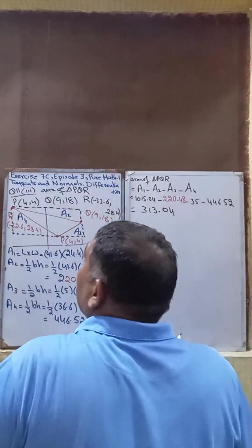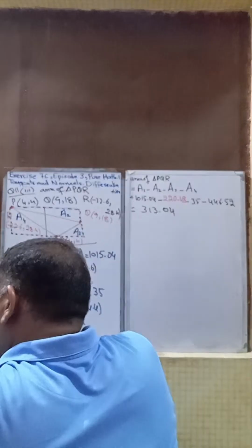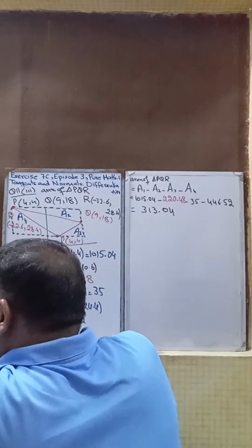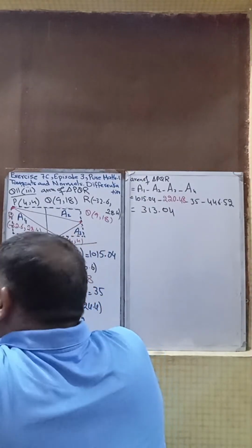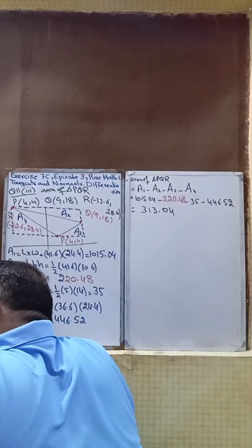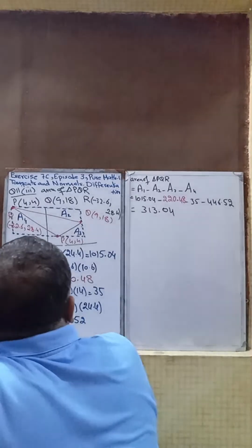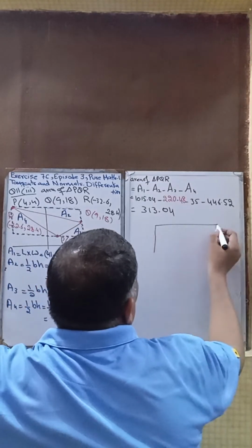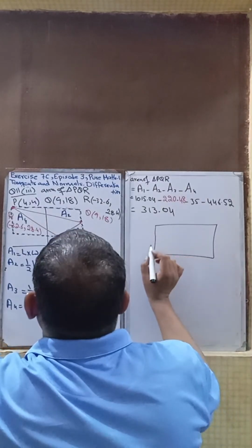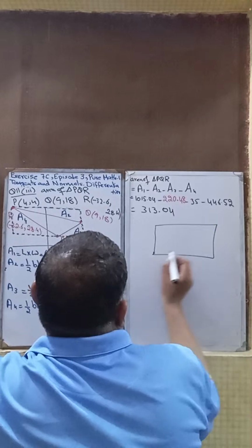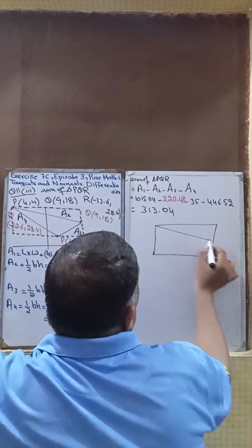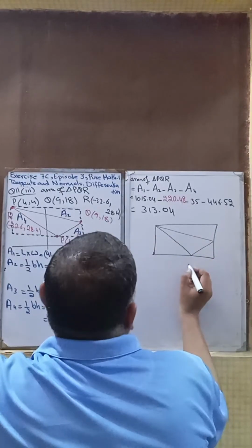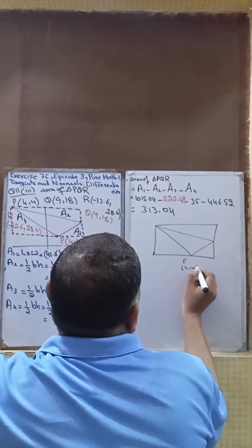So let me check that point P. The point P is supposed to be 4,4. The point Q is supposed to be 9,18. The point R is supposed to be minus 32.6 and 28.4. Okay. So basically it will be a rectangle like this, and then we have something like this. Here this is the P point, which is 4,4.